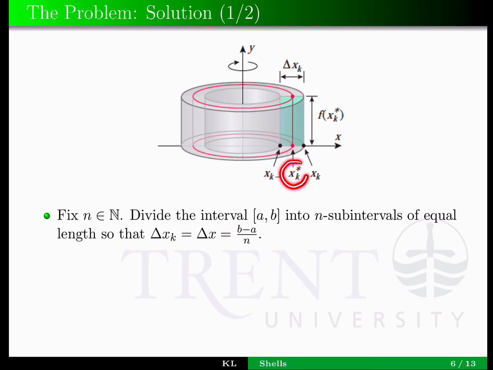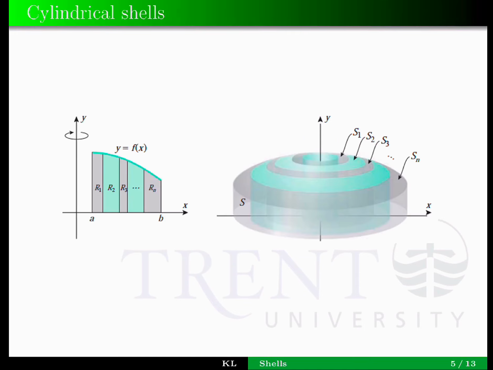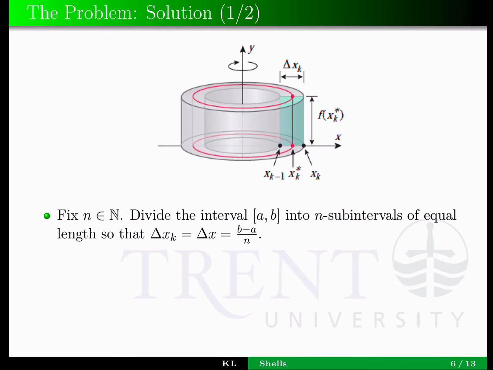Choosing this x sub k star as our sample point, we evaluate it in the function. Take note, let me go back. This is our function. The top part here, that's your function, which means the height is from this part of the function going to, well, the bottom. In our case, that's our x-axis here. So as you can see in this one, the height of our cylindrical shell is f of x sub k.